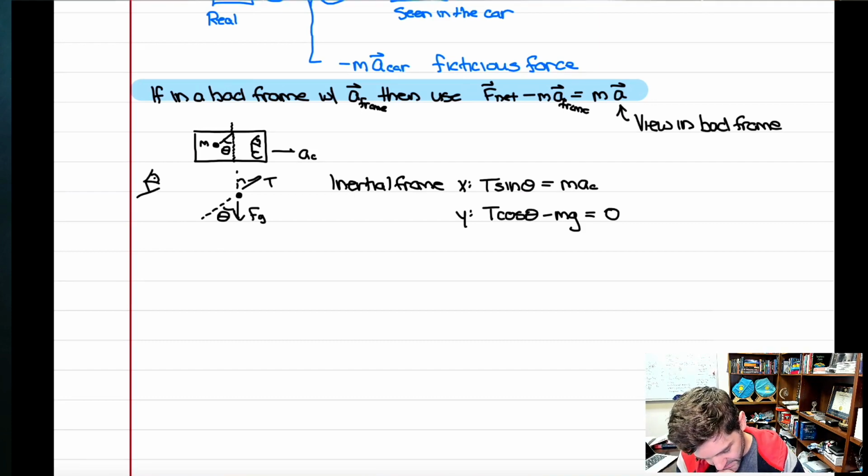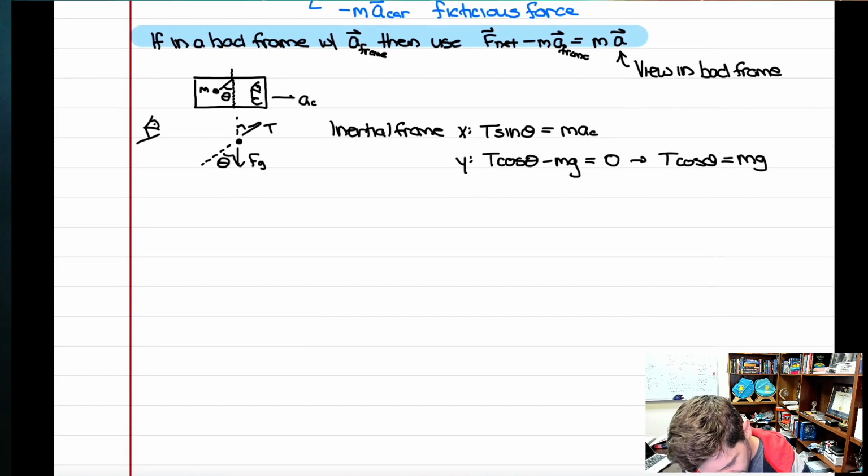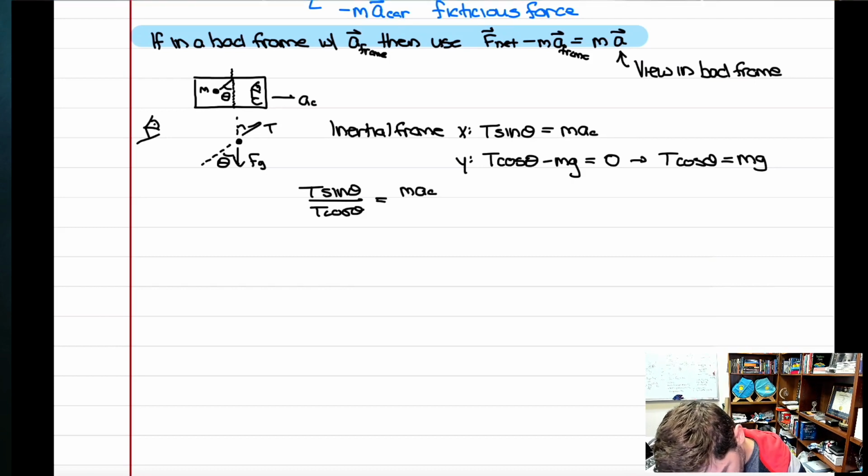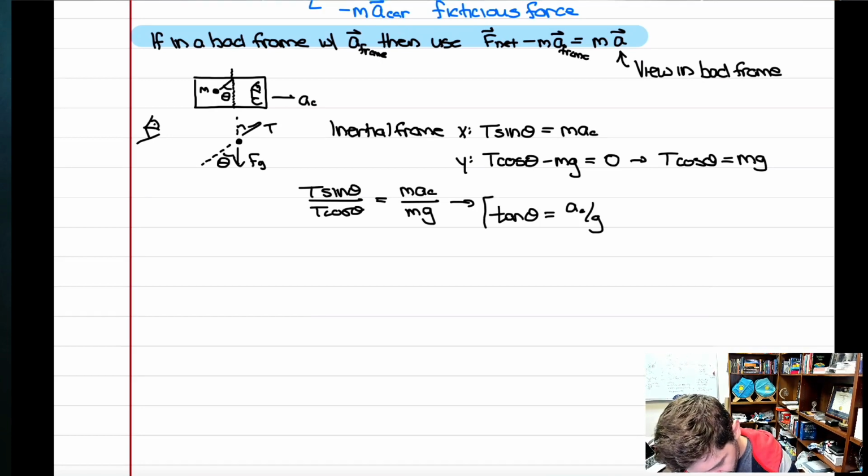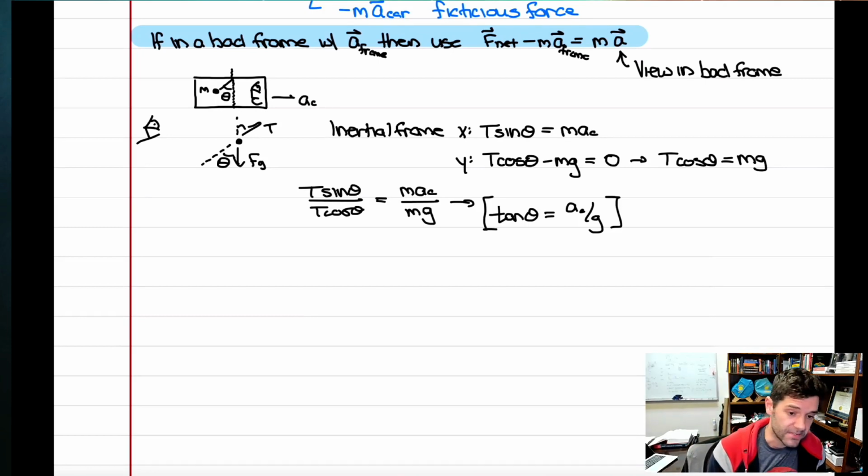All right, in this case, essentially this says that T cosine theta equals m times g. I could divide the two expressions, so T sine theta divided by T cosine theta must equal m a_car divided by m g. That suggests tangent of theta equals the acceleration of the car divided by g. That determines what the angle should be. Tell me how fast the car is accelerating, divided by g, inverse tangent, boom.